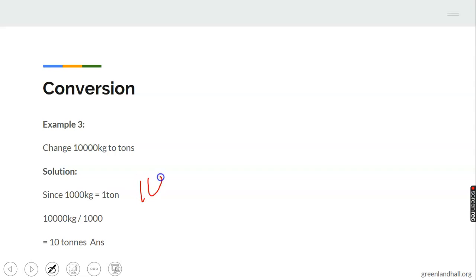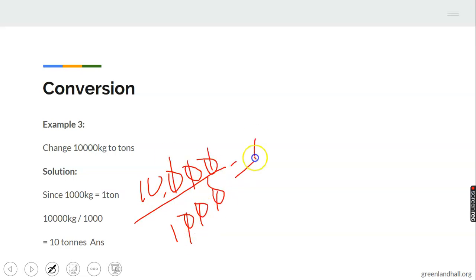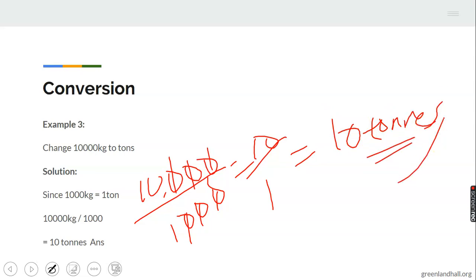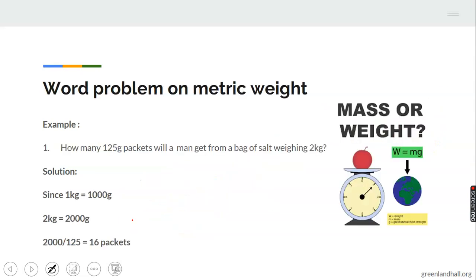We say 10,000 divided by 1,000. So your 0 here cancels, your 0 cancels. We have 10 over 1. And then 10 over 1 will give us what? 10 tons. That's our answer. Okay. I hope you understood that.